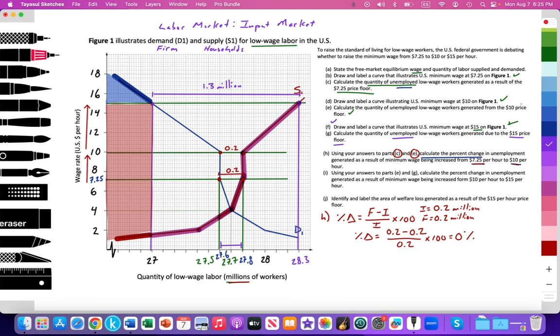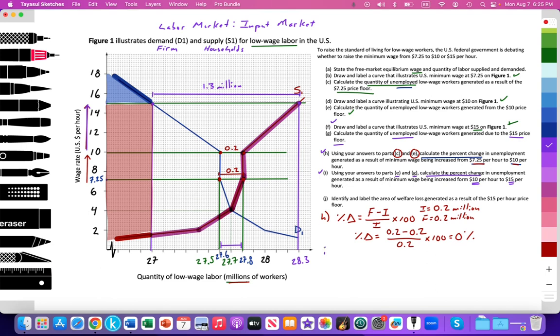So we've done H. Let's move on to question I. Use your answers in parts E and G. Calculate the percent change in unemployment generated as a result of minimum wage being increased from $10 per hour to $15 per hour. So here we're going from this $10 price floor to a $15 price floor. And here we see that there's an increase in the quantity of supply going to 28.3 million, and a decrease in the quantity of demand decreasing to 27 million.